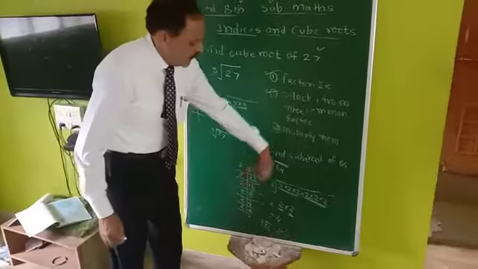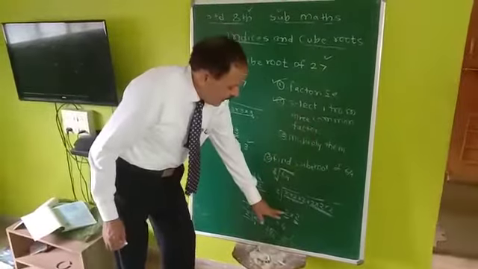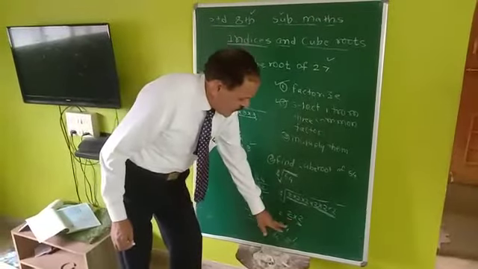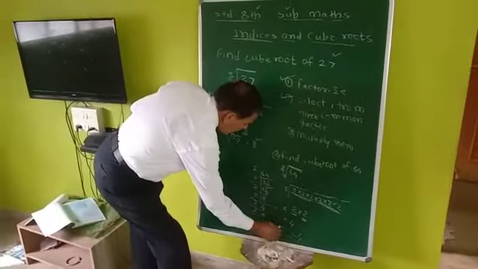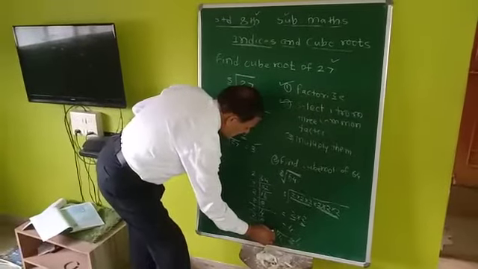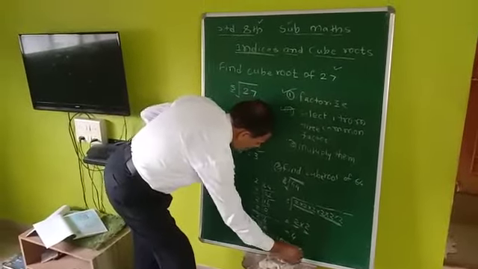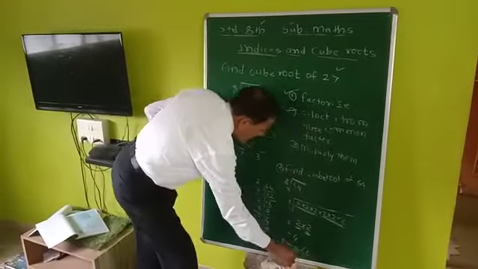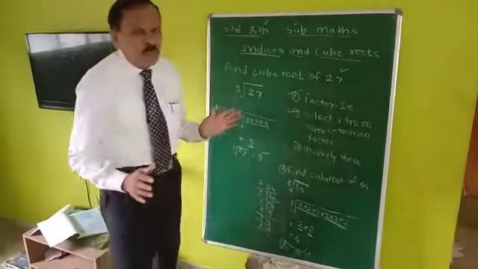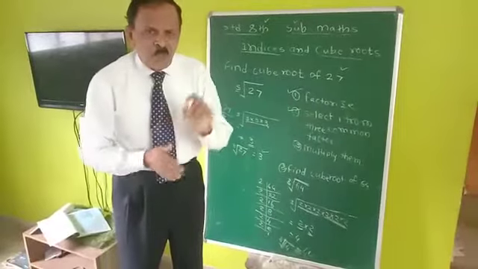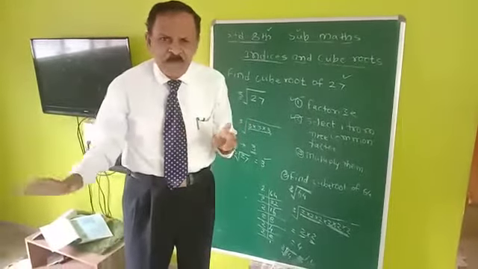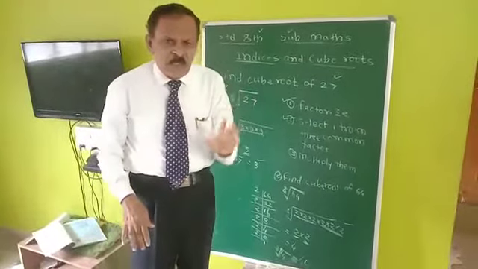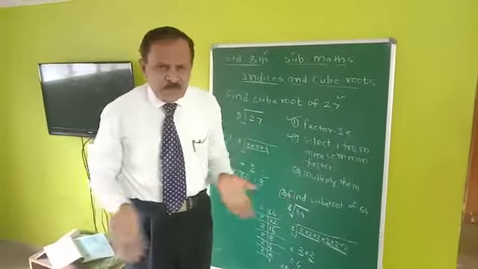And then everything is left, now multiply this. 2 2s are 4. Mean cube root of 64 is 4. It is very simple. And about the sign, when the given number is minus, the answer should be minus. Given number is plus, answer should be plus.